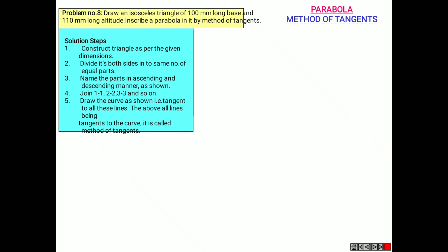So join all 1 to 1, 2 to 2, 3 to 3 and so on. Now draw the curves as shown, therefore tangent to all these lines, therefore all lines being tangents to the curve. It is called the method of tangents. So we'll see the diagram.